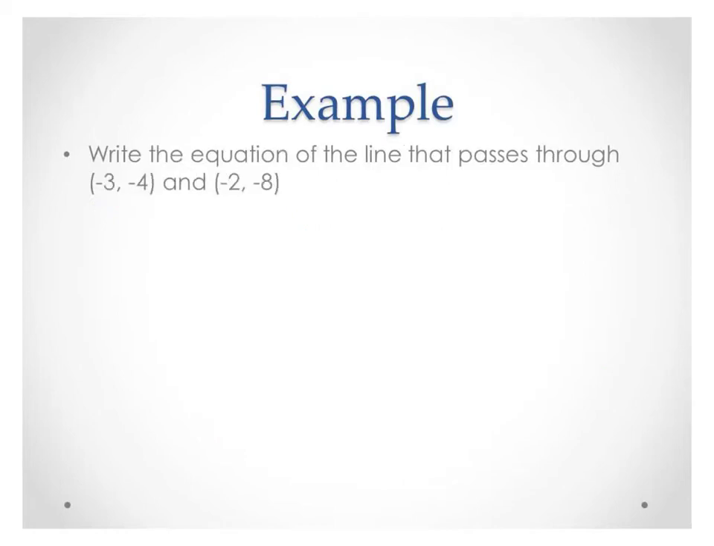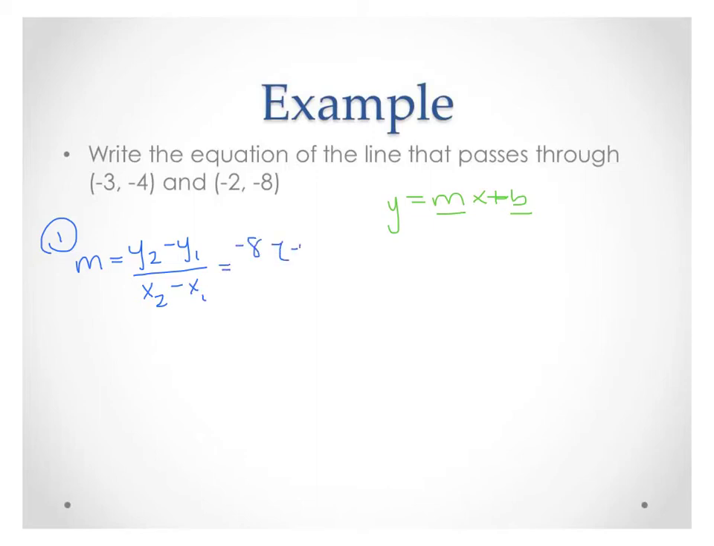So what happens if you're given 2 points and that's it? Again, to write something in slope-intercept form, you have to have a slope and a y-intercept. And I have neither of those. Okay, so here's the deal. The very first thing you must do is find the slope. And if you remember your slope formula, this is how we're going to find the slope. We're going to do -8 minus -4 over -2 minus -3. So that's going to be -4 over 1, or you can just consider it a -4.